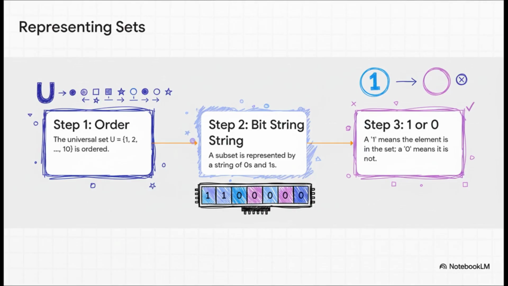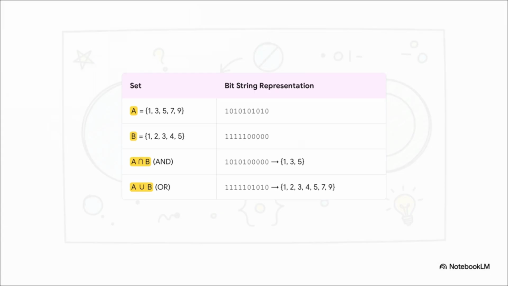First, they take a universal set, let's say numbers 1 through 10, and they lock in the order. Then, any subset can be represented by a simple string of ones and zeros. A 1 means, yep, that element is in the set, and a 0 means, nope, it's not. And this is where the magic happens. Look at this. Set A, the odd numbers, becomes 1 0 1 0 1 0 1 0 1. Set B, numbers 1 to 5, becomes 1 1 1 1 1 0 0 0 0.